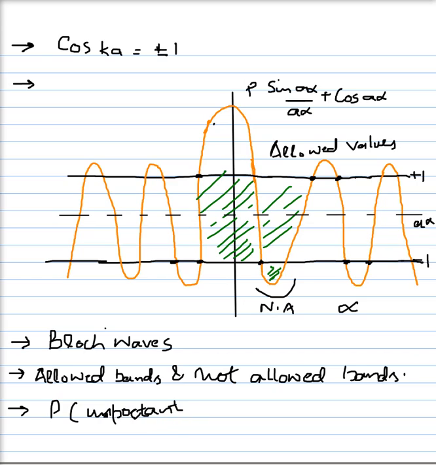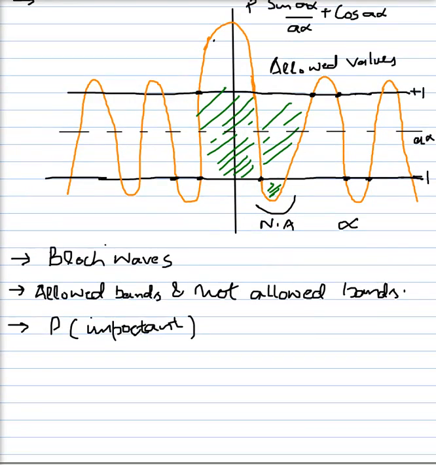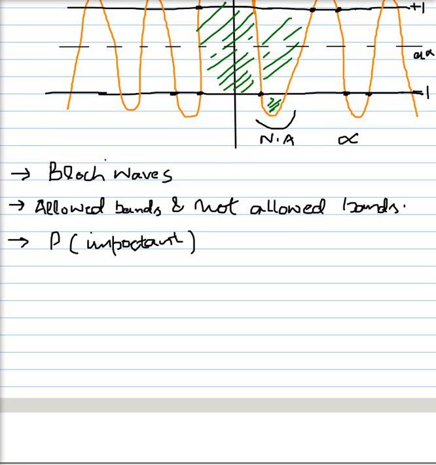Now here the parameter P plays a very important role. Why? Because the value of P will dictate the shape of the bands. That means if P has a very high value, the bands will be steep and narrow. But if P has a low value, the bands will be broader. So we'll discuss some cases for the different values of P and we'll see what is going to happen.